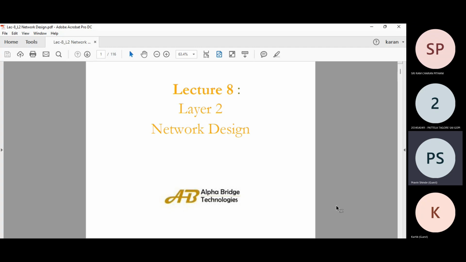Today we start lecture number 8, layer 2 network design. So we have layer 2 devices: switches, hubs. That gives connectivity with PC1, with the core router, with the ISP network, with Wi-Fi routers. There is some network, and creating that network is called network design. A small network, a big network, whatever.